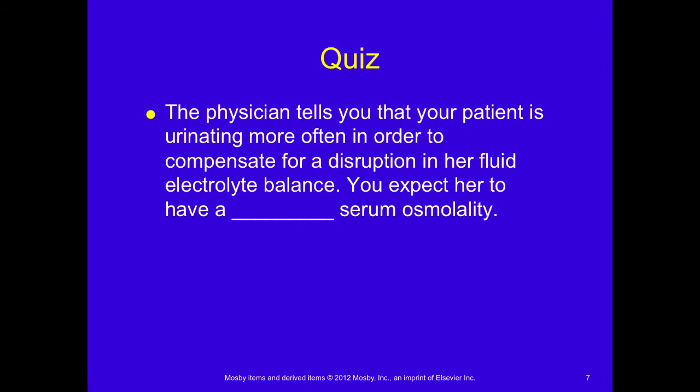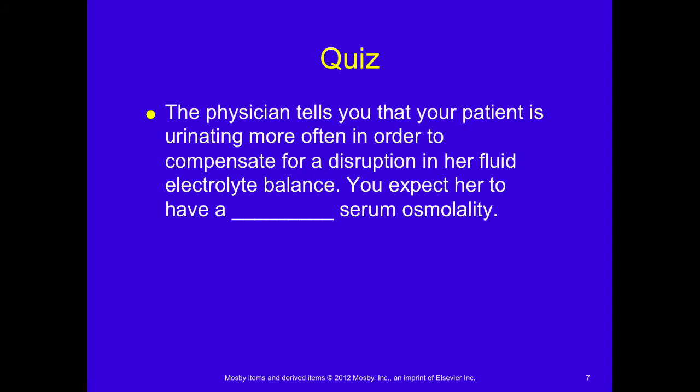The physician tells you that your patient is urinating more often in order to compensate for a disruption in her fluid electrolyte balance. You expect her to have a decreased serum osmolality. Okay, remember, it's the number of particles of solute per kilogram, and her body is urinating to compensate for a problem. Why would she be urinating so much? She's taking water out of the body. Why would that be compensating?